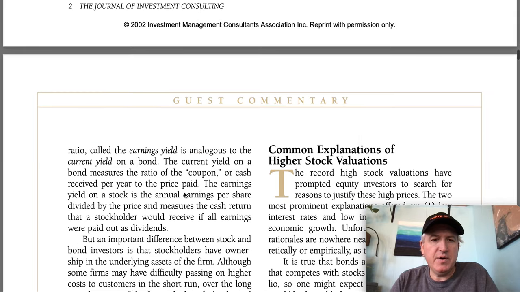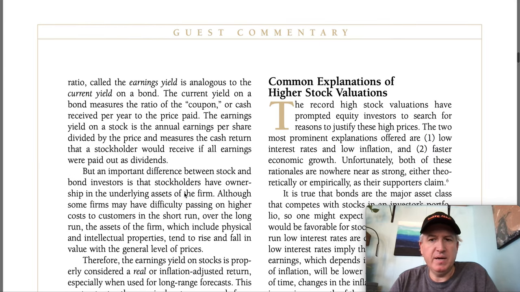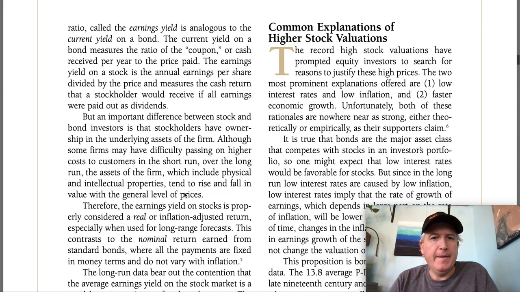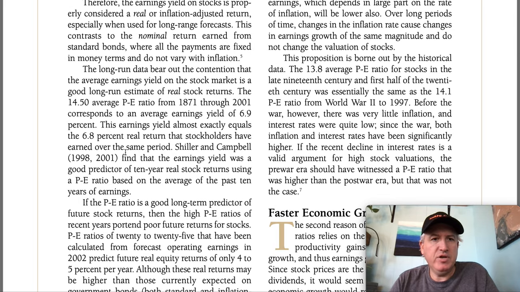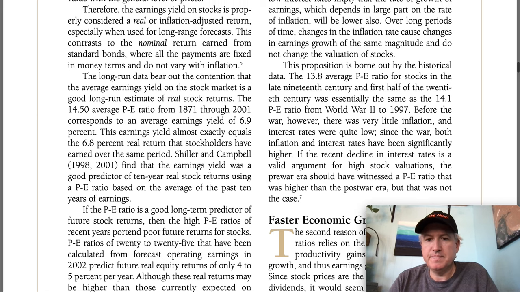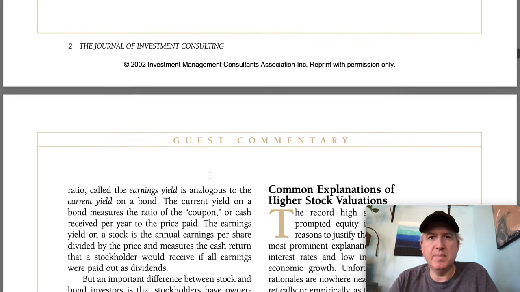And what he points out here is that if you use the earnings yield, which you'll see me use on a lot of my full cycle analysis, let's see if I can find it here. So the average PE, here it is. Average PE ratio is 14.5 during this time period. That corresponds to an earnings yield of 6.9%. This earnings yield almost exactly equals the 6.8% real return, so that's in excess of inflation, that stockholders have earned over the same time period. Okay, and then he cites Shiller and Campbell for this, right? So this was a good predictor of 10-year real stock returns. And there's evidence through this time period that supports that.